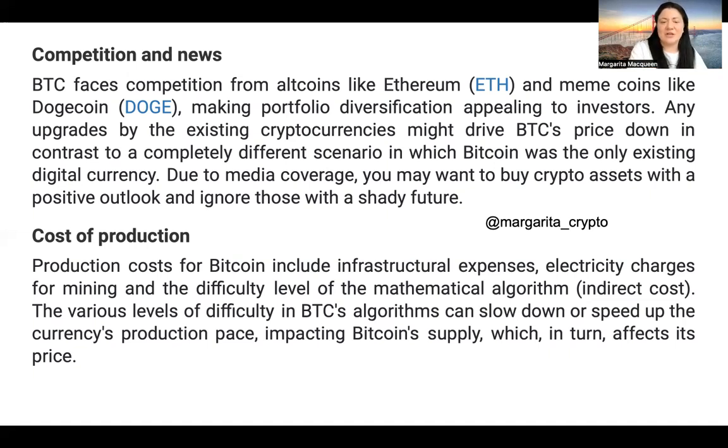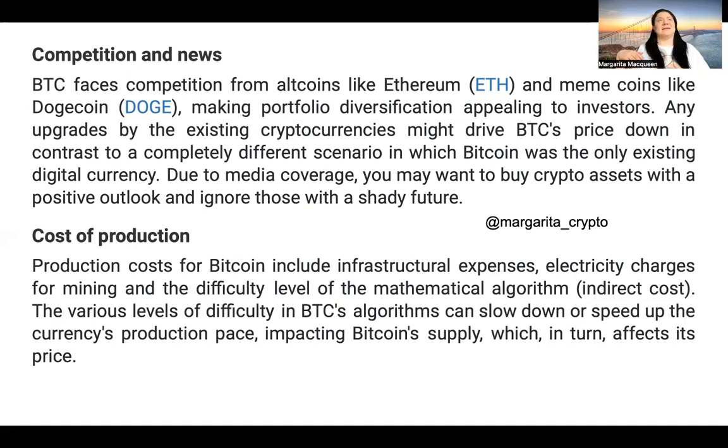So production costs for Bitcoin include infrastructural expenses, electricity charges of mining, and the difficulty level of the mathematical algorithm in direct cost. What is true, because you have to mine Bitcoin, you have to mine it on different blockchains, you know, the difficulty level of mathematical algorithms, as well as electricity charges, because in different countries there is a different price of electricity and miners eat a lot. It depends when you are doing that, in the beginning of Bitcoin's birth, let's call it this way, or now.